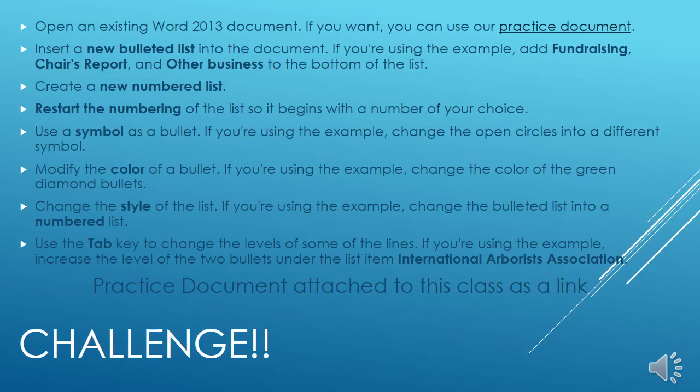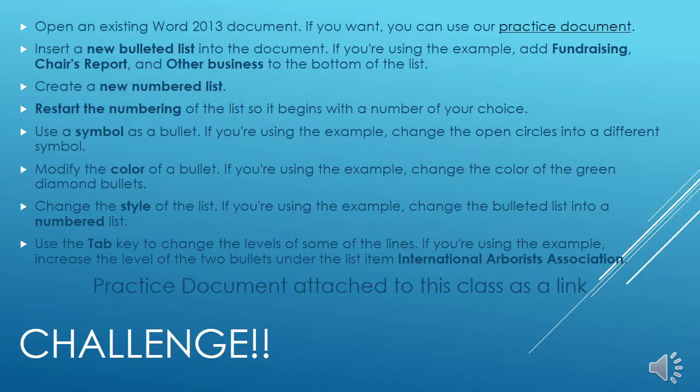If you're using the practice document, add the words fundraising chairs report and other business to the bottom of the list. Create a new numbered list. Restart the numbering of the list so it begins with the number of your choice. Use a symbol as a bullet. If you're using the example or the practice document, change the opening circles into a different symbol. Modify the color of the bullet.